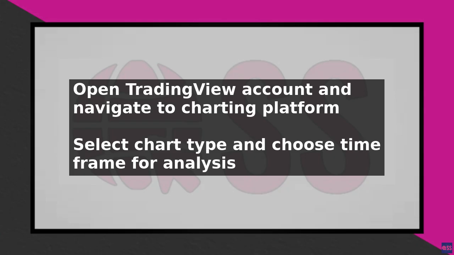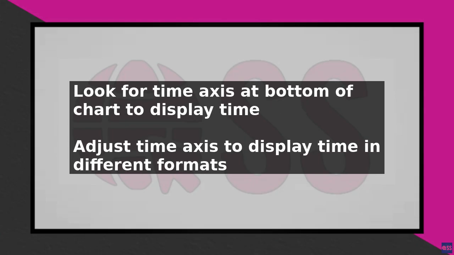Select the chart type you want to use, such as a candlestick chart, and choose the time frame you are interested in. The time frame can range from 1 minute to 1 month, depending on your trading strategy. Once you have your chart set up, look for the time axis at the bottom of the chart. This axis displays the time of each candle, which represents a specific period of time.